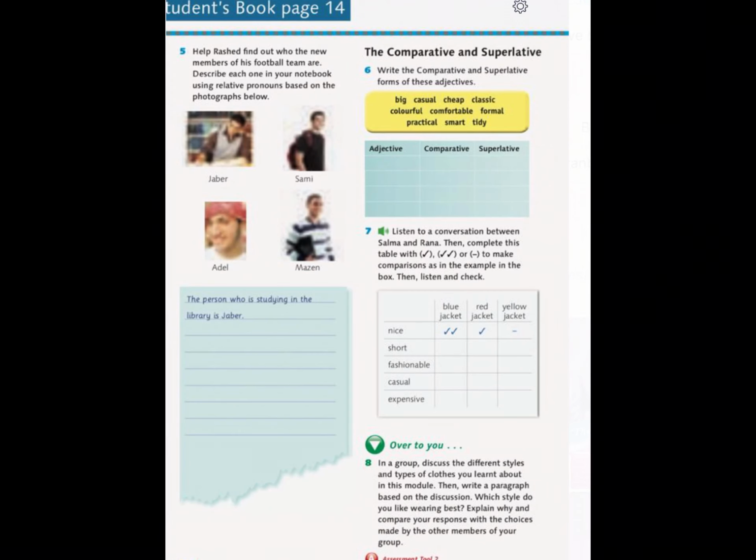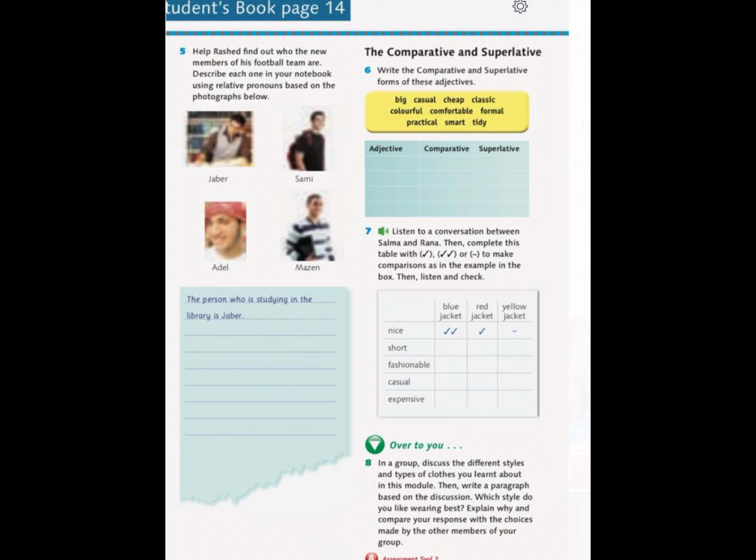Good morning, ninth grade. Today's lesson, September 28th, I want to go over the comparative and superlative in a more detailed manner because some of you had questions about this grammar form. So, in your student book, page 14, the comparative and superlative.